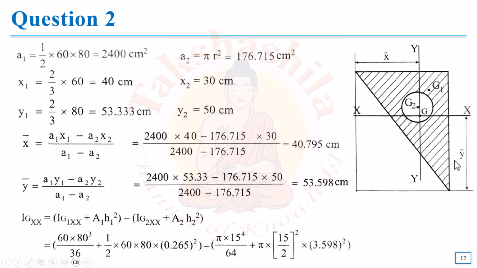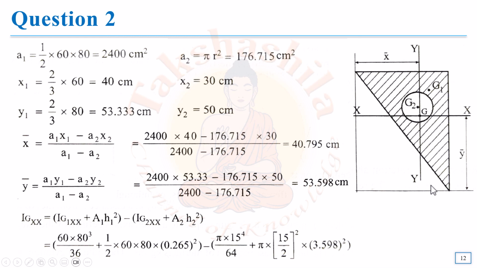You already know the value of y bar. Y bar was how much? Y bar was 53.598. Y bar means the distance from the x-axis to the main centroidal x-axis. So this x axis will be somewhere here, above G1. Okay, that is given as 53.598.